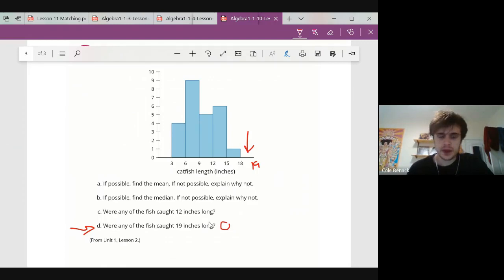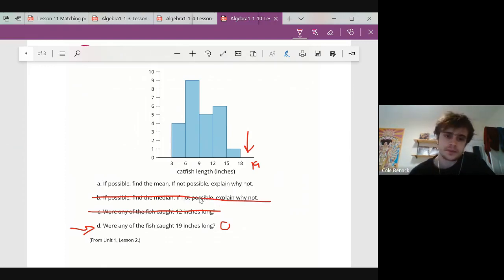Were there any fish caught 12 inches long? Well, I don't know. These could all be 15. These could all be 9. I don't know specifically if 12 is possible. Find the median. When you're talking about intervals with 3 in between each one, it's too general to find the median. I need specific values for the median. I could tell you which interval it falls into.